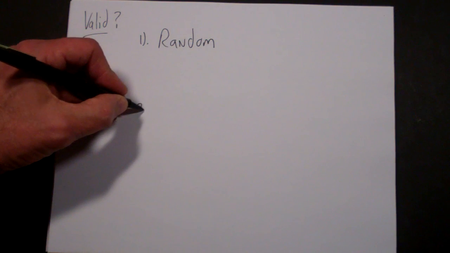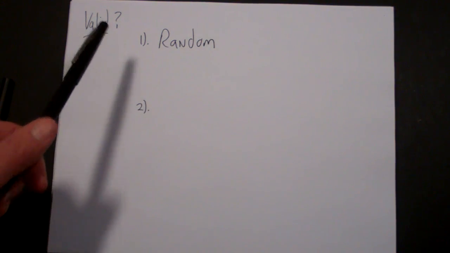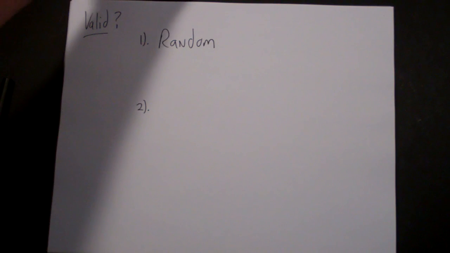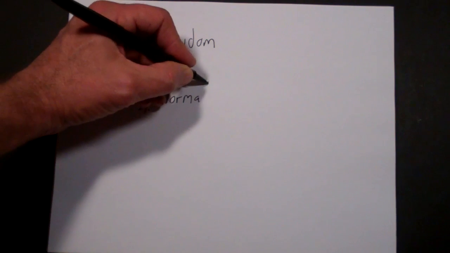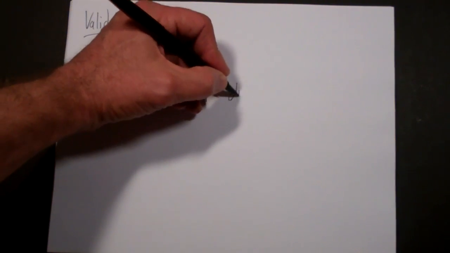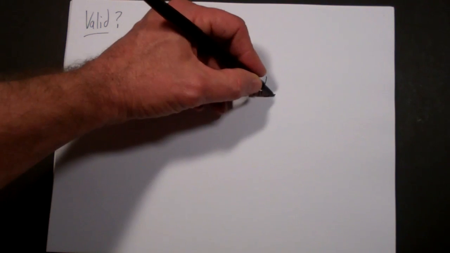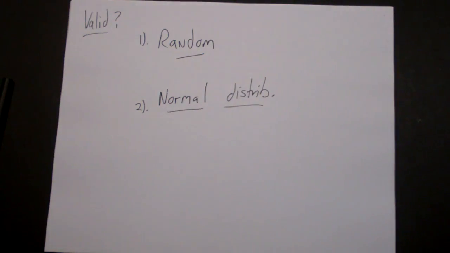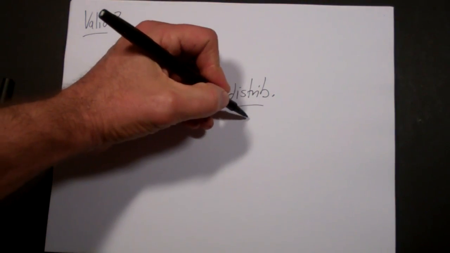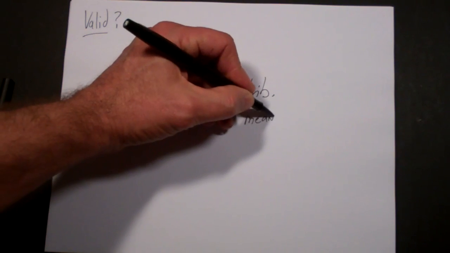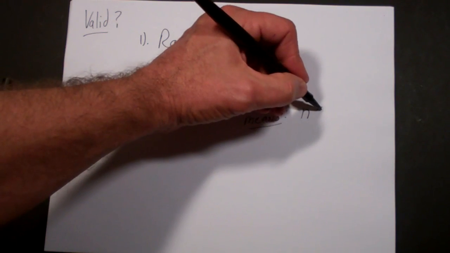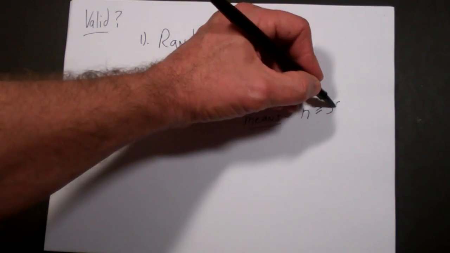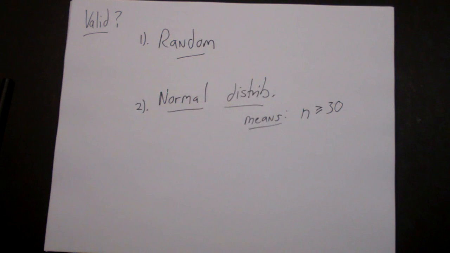The second question you should ask, if you're asking about the validity of your confidence interval, is whether or not your estimator is distributed normal. And remember, there are certain rules that we need to follow here. If we're talking about sample means, the key is that n has to be large enough, and we generally say that n has to be greater than 28, 30, 32 or so.